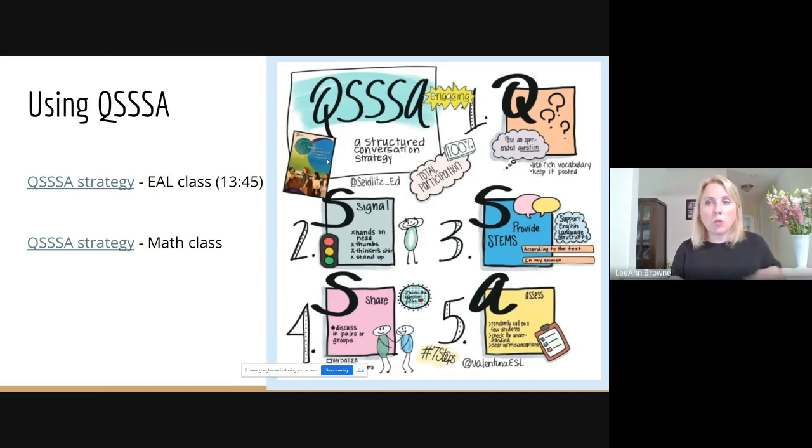So you've posed the question, you've given them the signal for what to do when they're done, and you've given them the stem on how to appropriately answer the question. You will then give them time to share with a partner or in groups. And then the fifth and final part is you're going to assess. You can randomly call on students, or maybe you'll take volunteers, and that's your opportunity to check for clear understanding, engage in a conversation, and clarify any misunderstandings that the students might have.